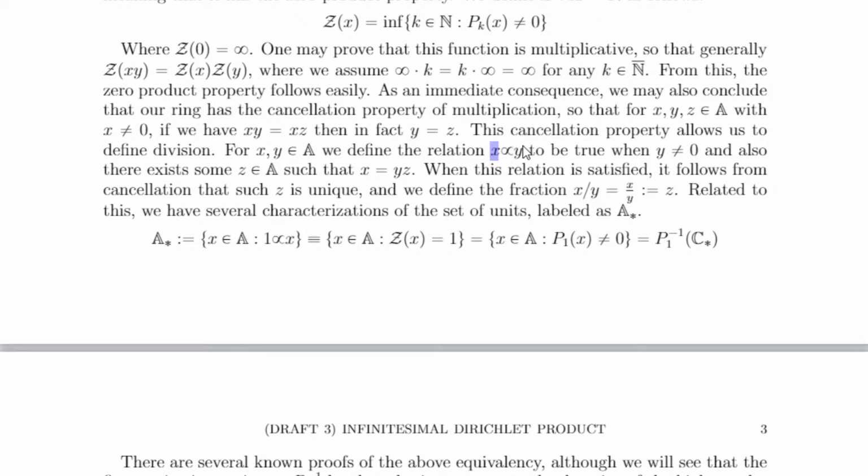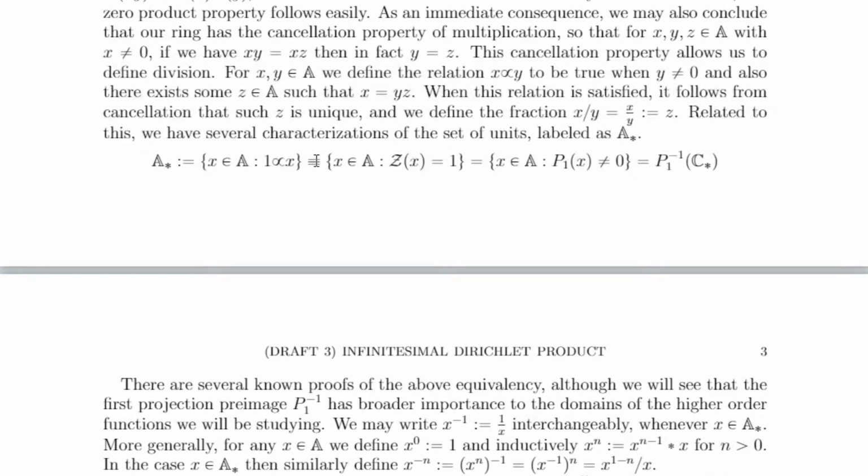If 1 is proportional to x, then there's some z such that 1 equals x times z. So z would be the inverse of x. So if 1 can be divided by x, then x is a unit. The equivalent characterization we have for this is that x is a unit exactly when its z value is 1. So that means its first index projection is non-zero.